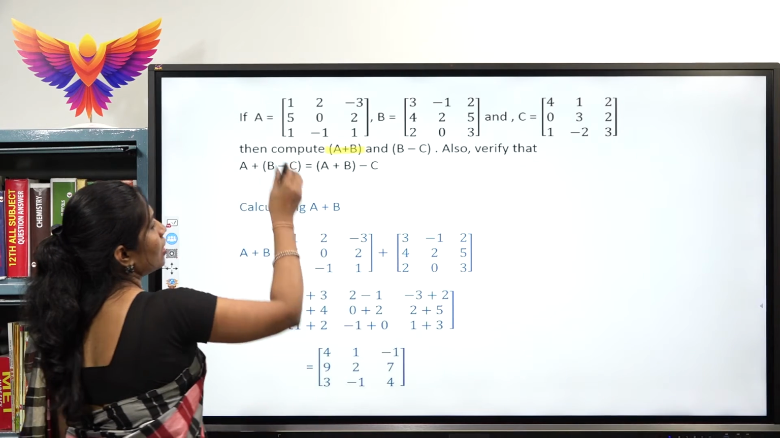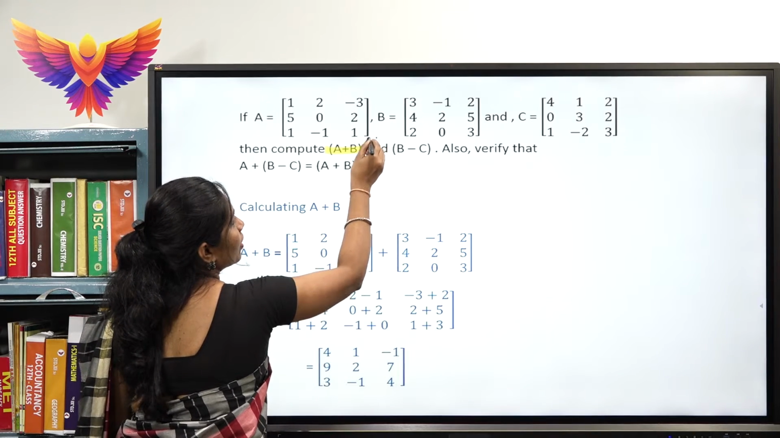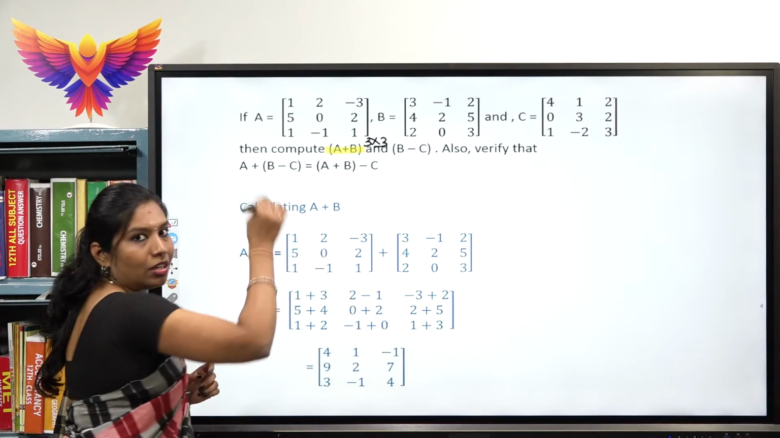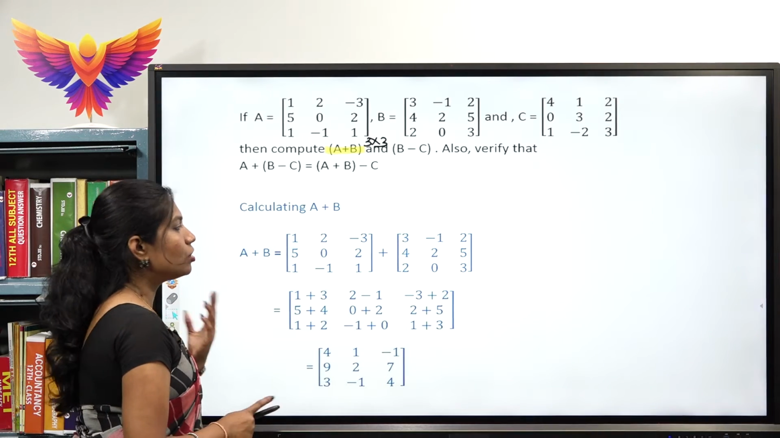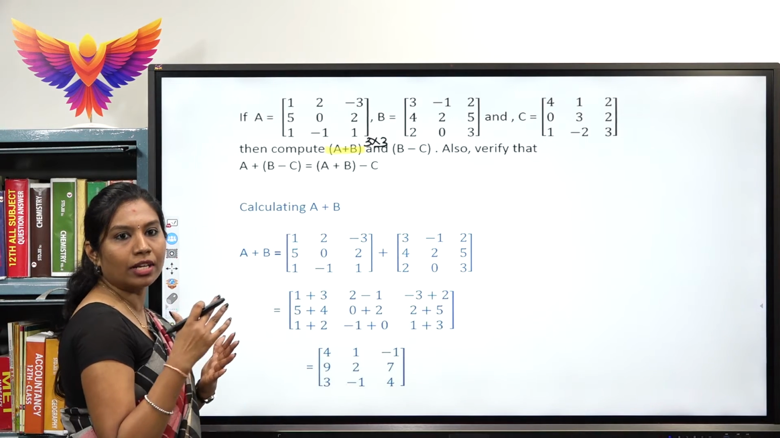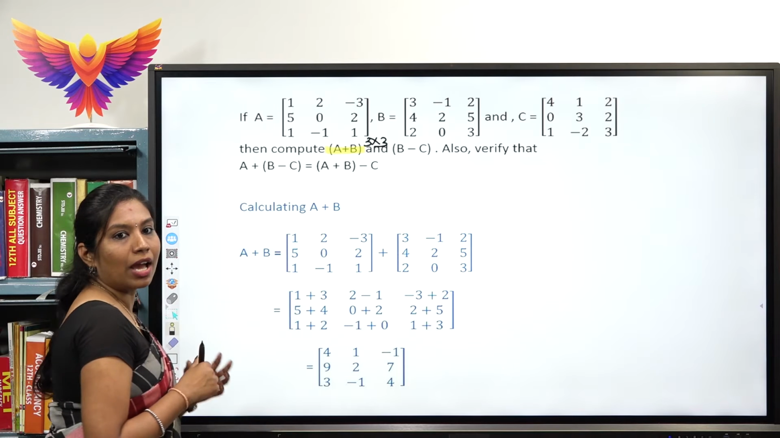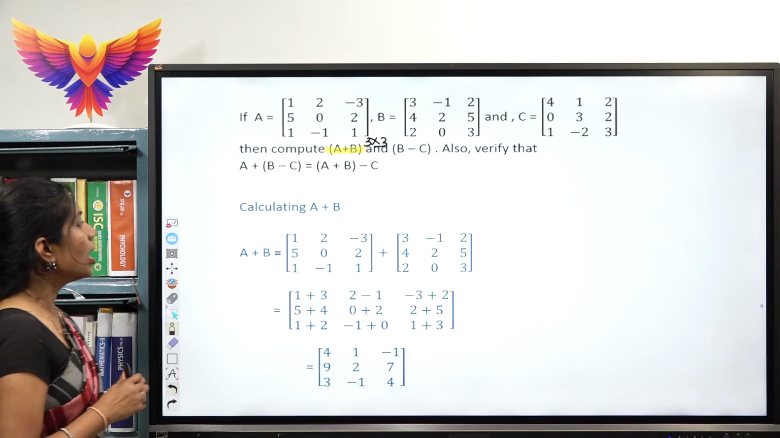The matrix A is of order 3 cross 3. Clearly we can see we have 3 rows and 3 columns here, and the matrix B is also of order 3 cross 3. So, easily I can add the corresponding elements here. So, when I have to add the corresponding elements, what will I get?